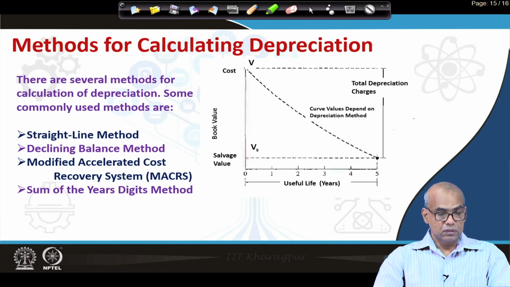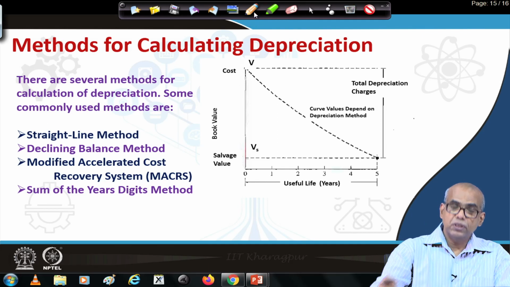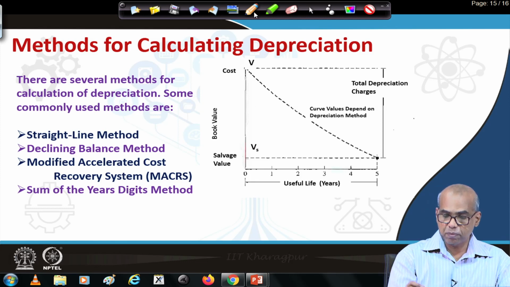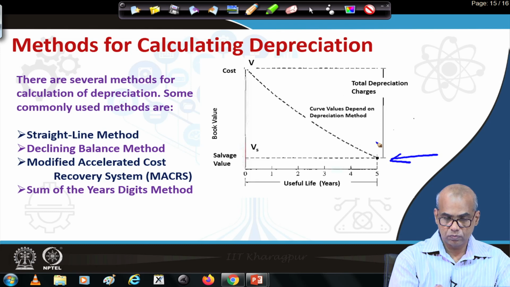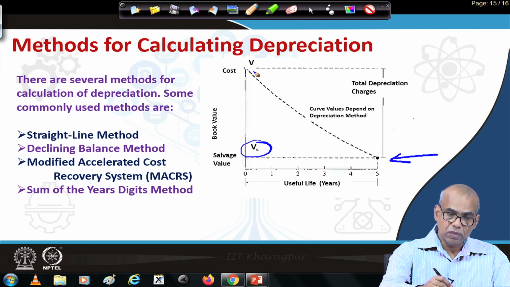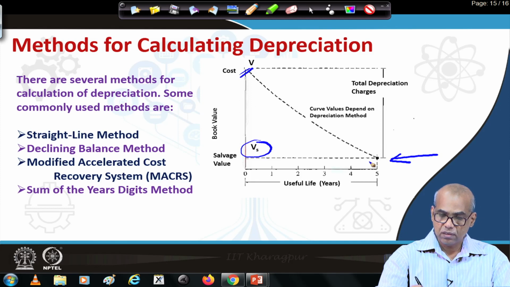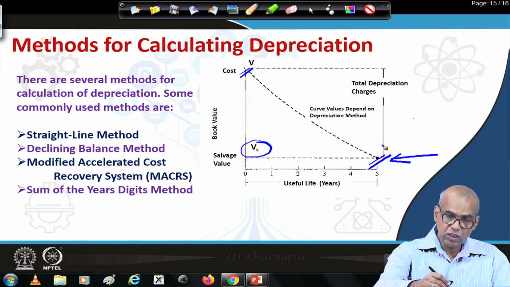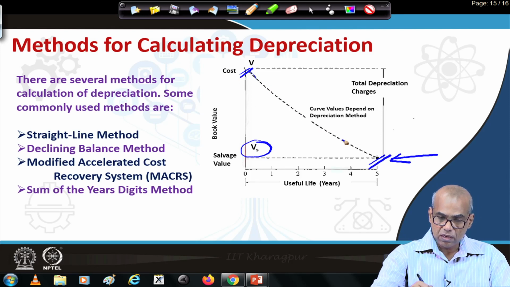Now, all the depreciation methods will reduce the book value of the asset, and it can be decreased maximum up to the salvage value. You cannot go beyond the salvage value. Now, how you decrease from the cost of the asset to the salvage value of the asset depends on what depreciation method you are using. So, the nature of the curve will depend on the depreciation method.